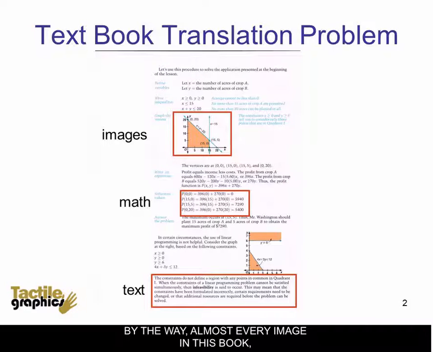By the way, almost every image in this book had about 1,200 images. All but about 50 had some text in them, so it's very common. And you can't really understand the image without the text. Let me go to the next slide.